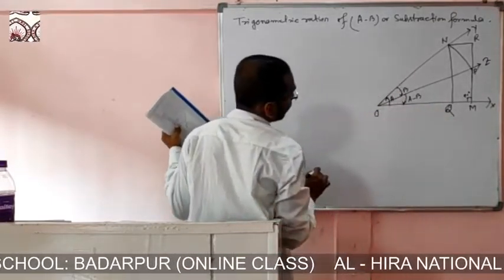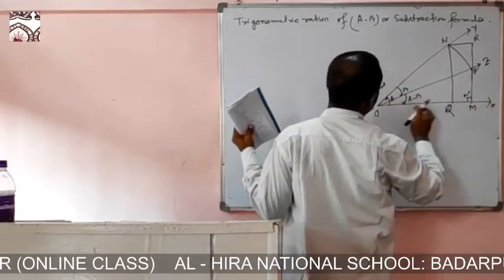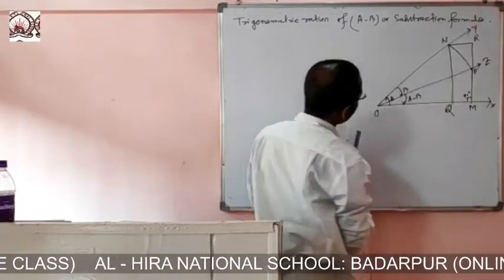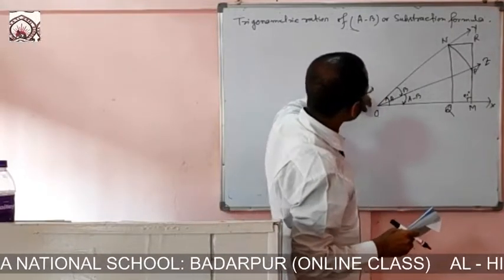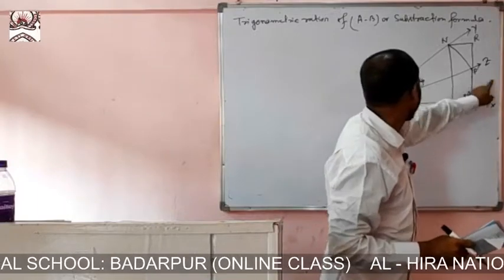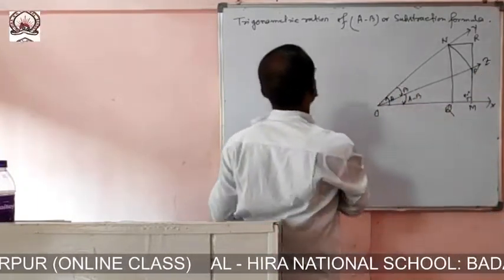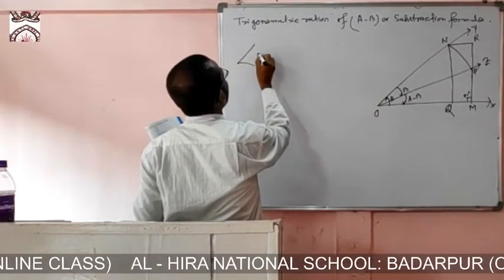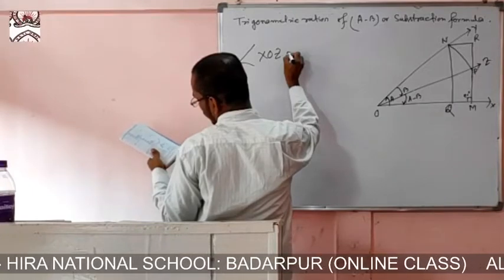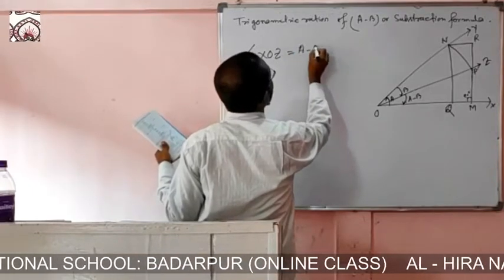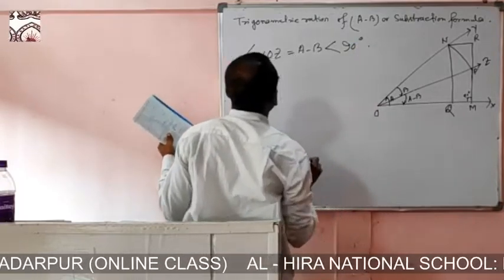From the figure you see here XOY is the angle A, and YOZ is angle B. So the remaining XOZ is A minus B. So angle XOZ is equal to A minus B, which is less than 90 degrees.